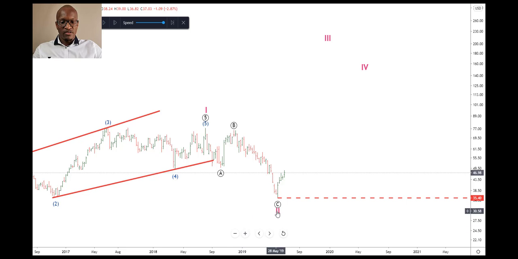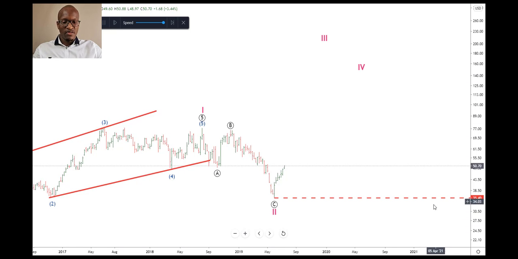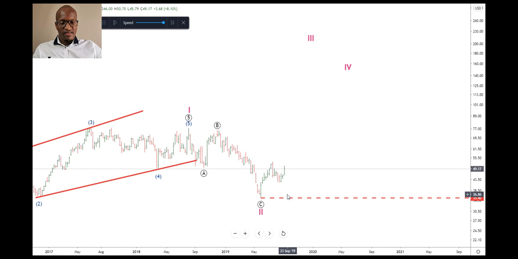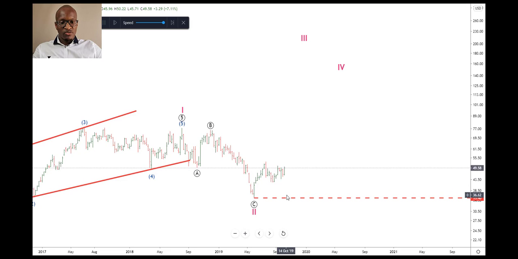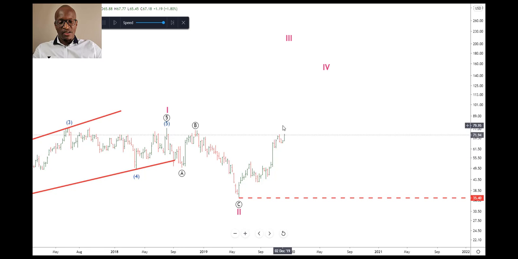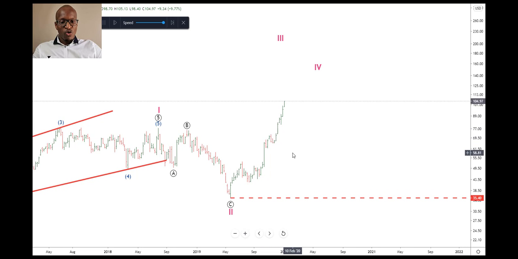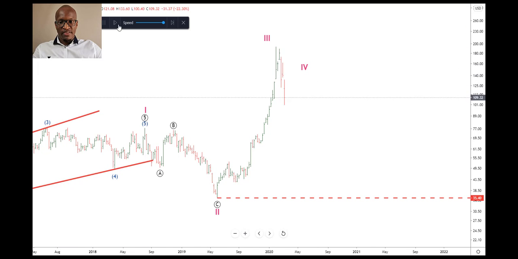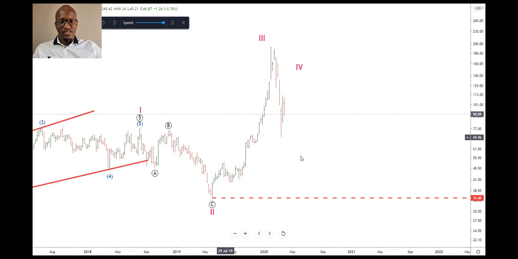And then as we resume, market rallies a bit, makes a pullback, and then we start to see acceleration in price. And whenever we see massive acceleration, we know that we are in wave 3. And so there we have wave 3 and then the corona crash. So at this point here, we can label this as wave 3.